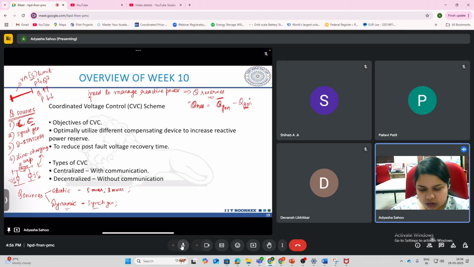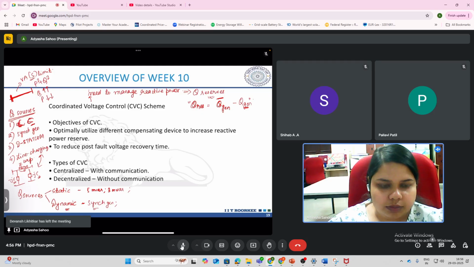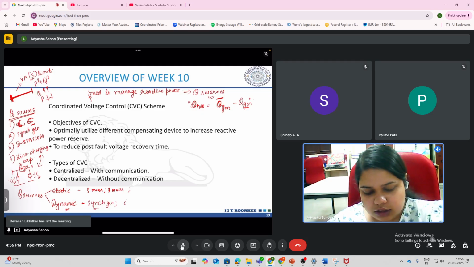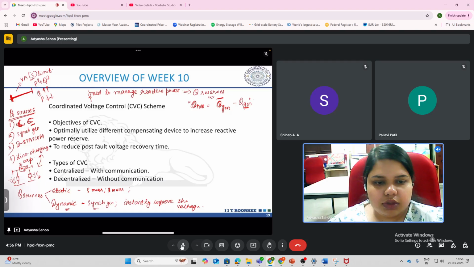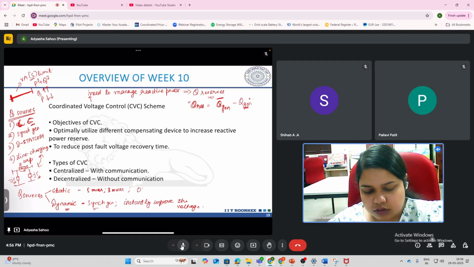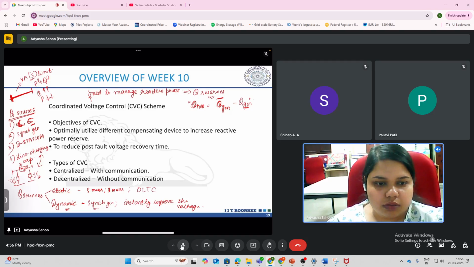Another thing is that these dynamic reserves can be activated in a short period of time. That means they can instantly improve the voltage. Whereas the static sources will take some time for their operation. Another type of static source is your OLTC transformer, the on-load tap changing transformer. All these cannot instantly support the voltages, but the dynamic reserves can be activated instantly, and within seconds they can improve the voltage.